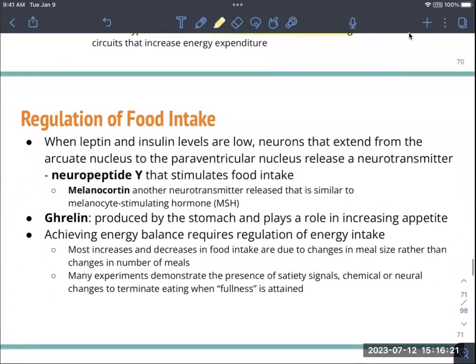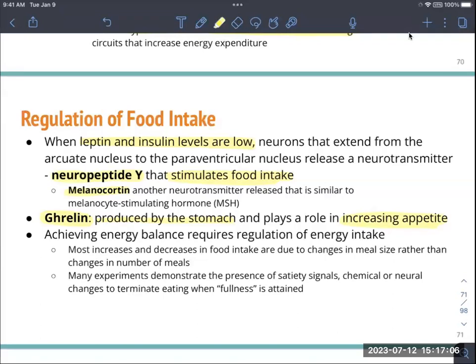So when leptin and insulin levels are low, these neurons from the arcuate nucleus and the paraventricular nucleus are going to release neuropeptide Y. This stimulates you to eat. Melanocortin, another neurotransmitter, is also released, and it's pretty similar to melanocyte stimulating hormone. We have ghrelin. This is produced by the stomach, and this works to increase your appetite.